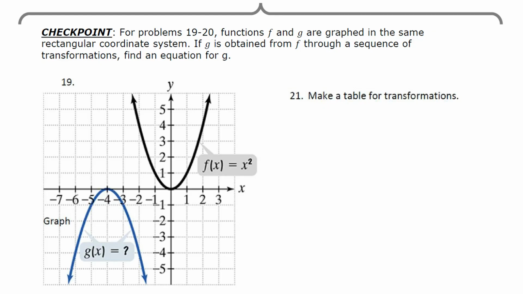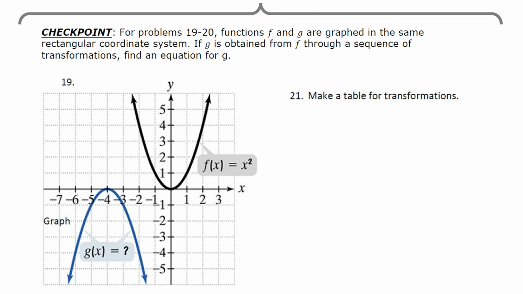All right. So let's start off with 19. We have our standard parent function here, f of x equals x squared, and we have our function g of x. Hint, hint, you might have something similar to this on an upcoming assessment. The first thing we want to do to help us identify the equation is list the transformations that are occurring in the graph.